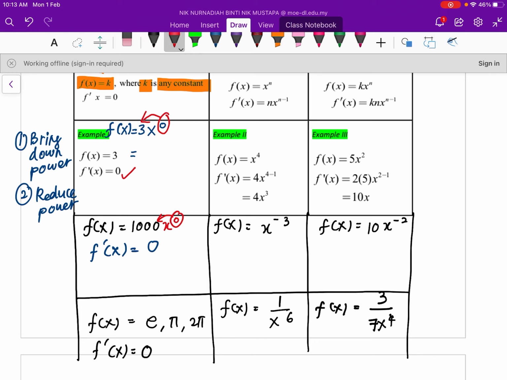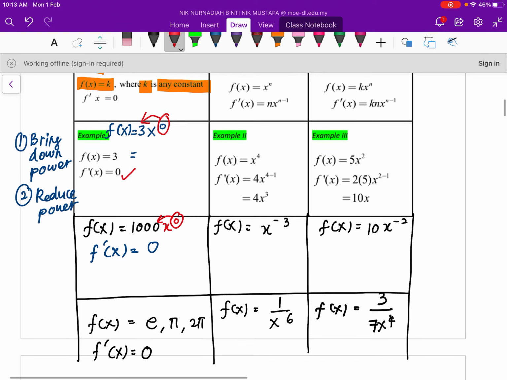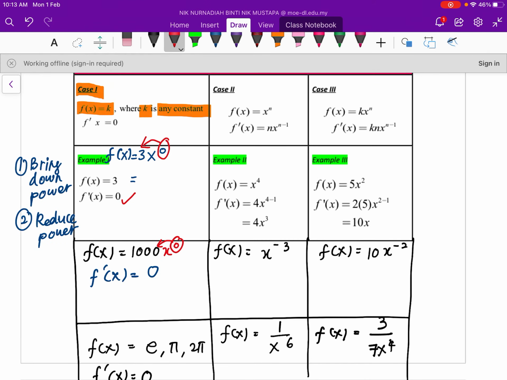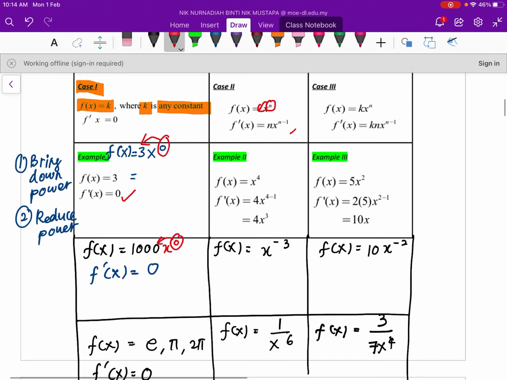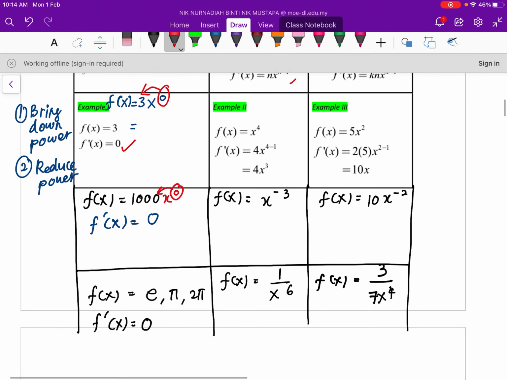Why? Because the step. Okay, here the step. Bring down power, reduce power. So reduce power here, it means we will deduct the power by 1, ataupun kita tolak power tu. And the actual power is n, right? So we reduce it by 1. That's why it becomes n minus 1. So we will bring down power and then the power here reduced by 1. So the f prime x will become nx to the power of n minus 1. Okay, we can look at the example.